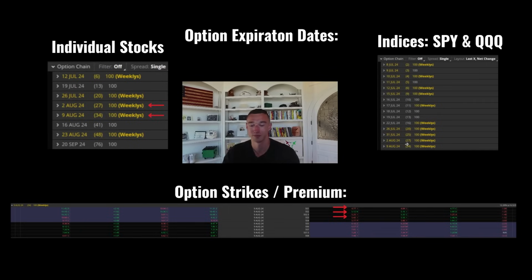It is critical. Now, as far as selecting option strikes and premium, I always like to look a few spots out of the money.